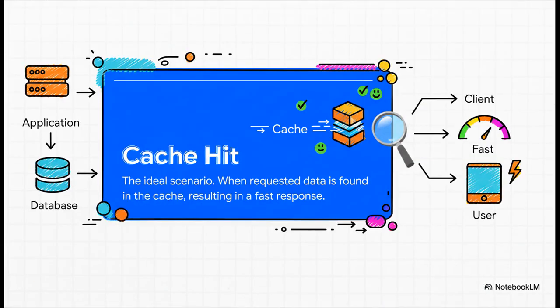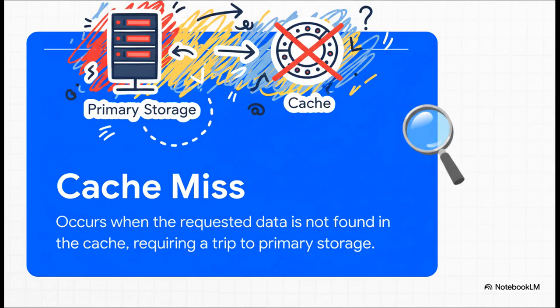Now, a cache hit is what we're always aiming for. It means the system looked for something, and boom, it found it in the fastest possible place, the cache. The user gets their data instantly, and the big, slow database in the back doesn't even have to wake up. It's a win-win. But, okay, what happens when the data isn't in the cache?